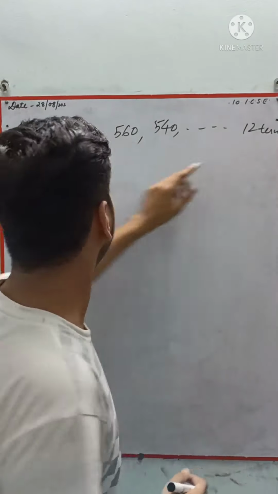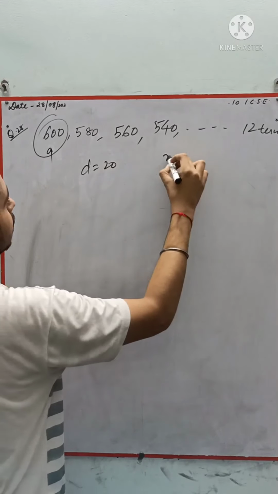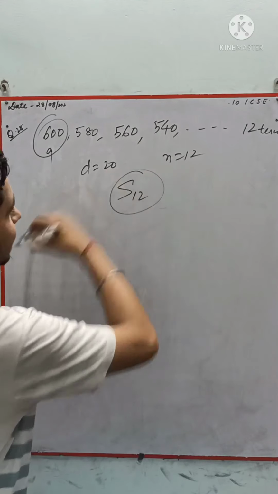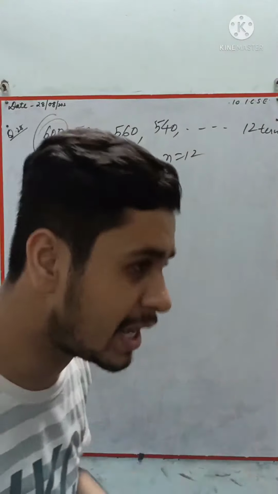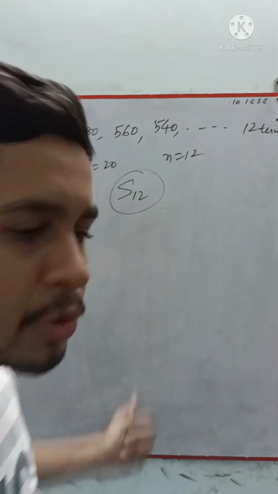So the whole year he saved. So up to 12. You have A, you have D, which is 20, you have N equal to 12. You know what to do. You have to find S12. The same formula or the same logic which we applied in the last one. Okay, so try to solve this.